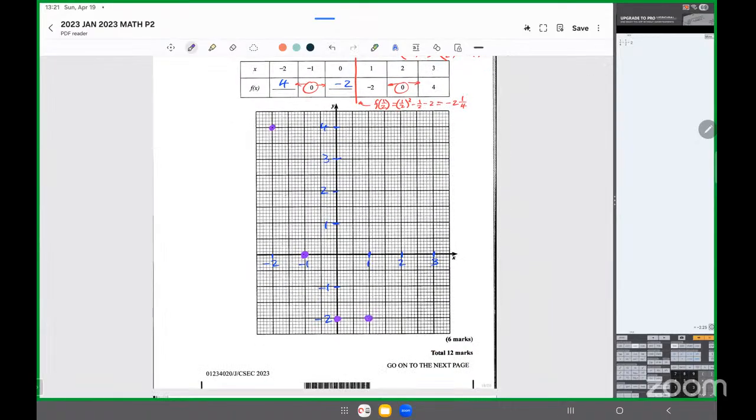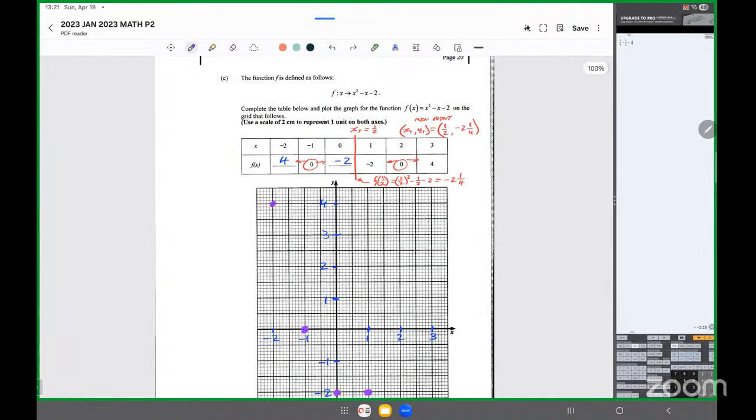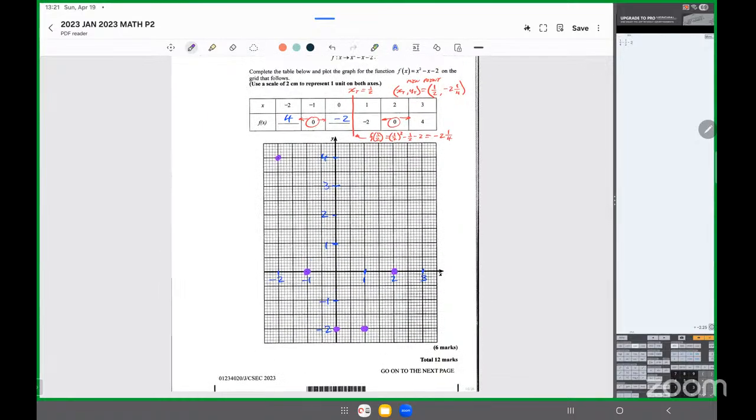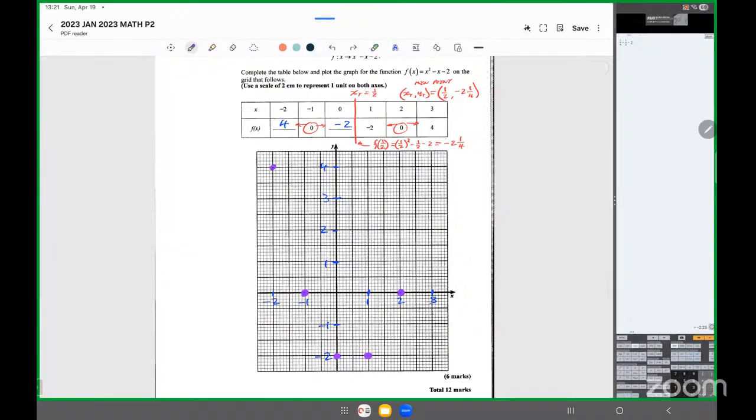Note I don't put in the minimum point yet on the axis of symmetry. Next point is 2, 0. 2, 0 is right here. Next point is 3, 4. 3, 4 is right up here.